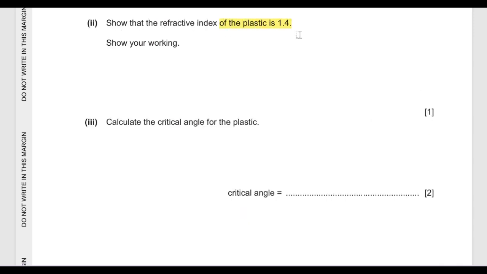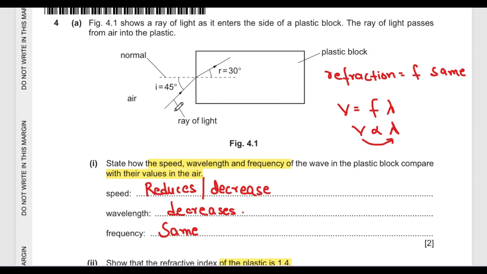Next question is saying show that the refractive index of plastic is 1.4. For this we will use Snell's law. According to Snell's law, n1 sine incident angle equals n2 sine refracted angle. What is n1? It is the refractive index of the first medium. This is the incident angle. n2 is the refractive index of the second medium and this is the refracted angle. You know the incident angle is 45 degrees and n1, the refractive index of the first medium, is 1. And the refractive index of the second medium is what we need to prove, and the refracted angle is 30.